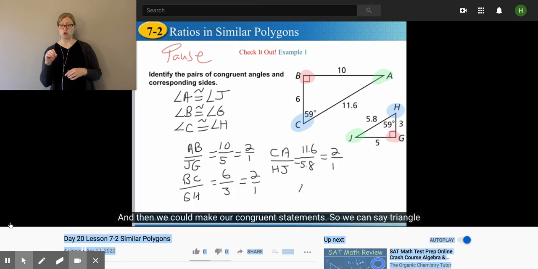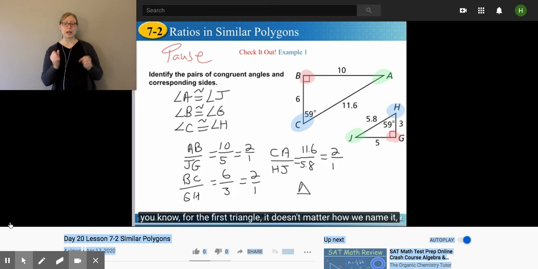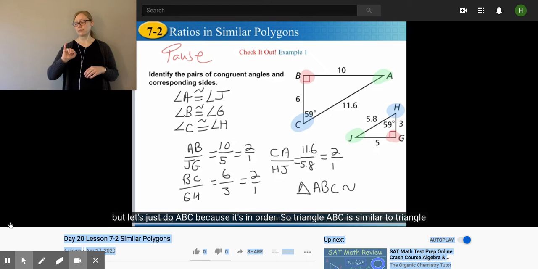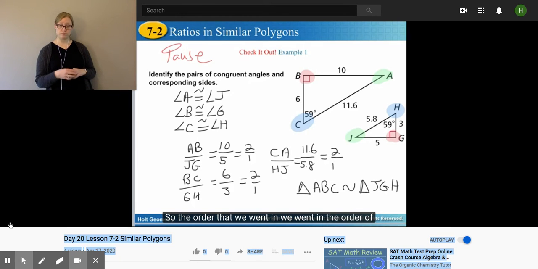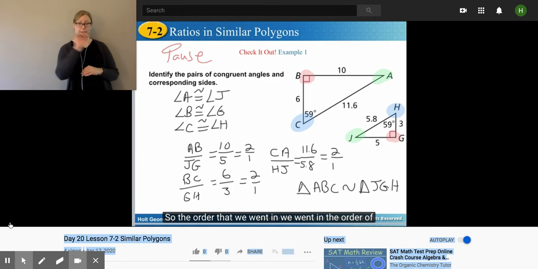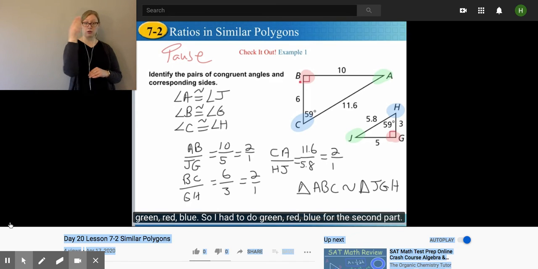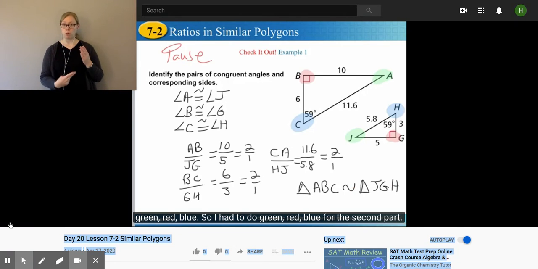So we can say triangle, and for the first triangle, it doesn't matter how we name it, but let's just do ABC because it's in order. So triangle ABC is similar to triangle JGH. So the order that we went in the order of green, red, blue. So I had to do green, red, blue for the second part.